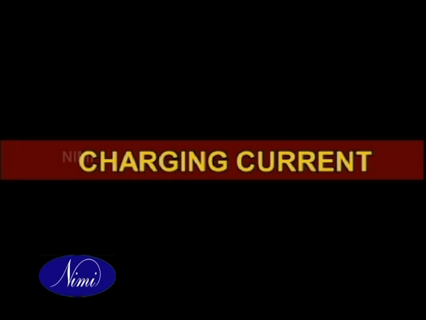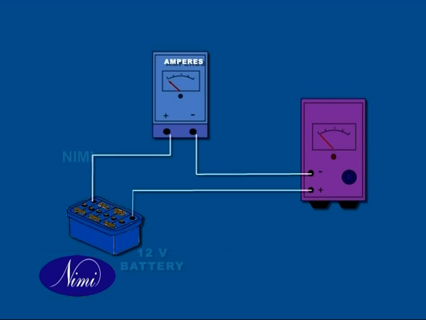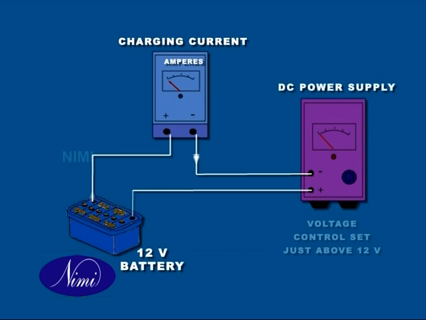Charging current. When charging any battery, it is important to set the charging current to a value recommended by the manufacturer. This current is set by adjustment of the output voltage on the charger and read by an ammeter connected in series with the charger and battery. The charger voltage is set to a value higher than that of the battery to produce a current flow.